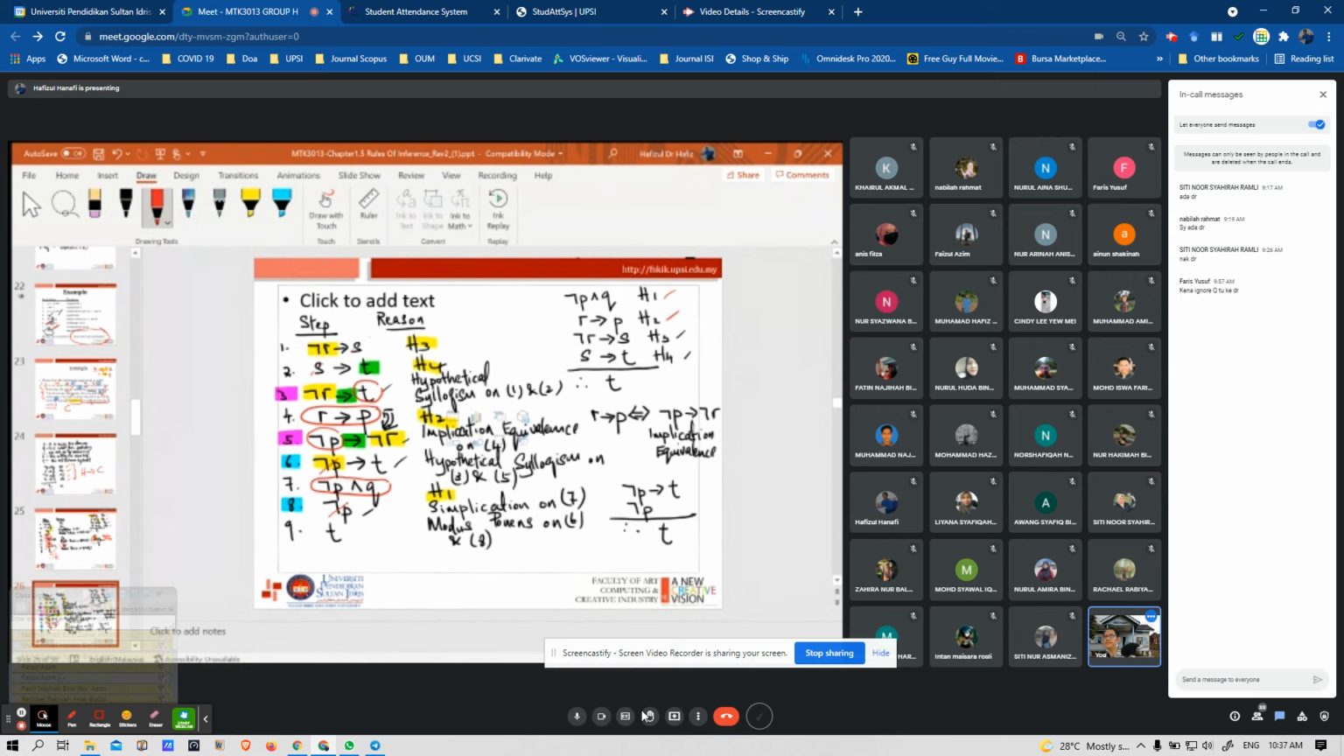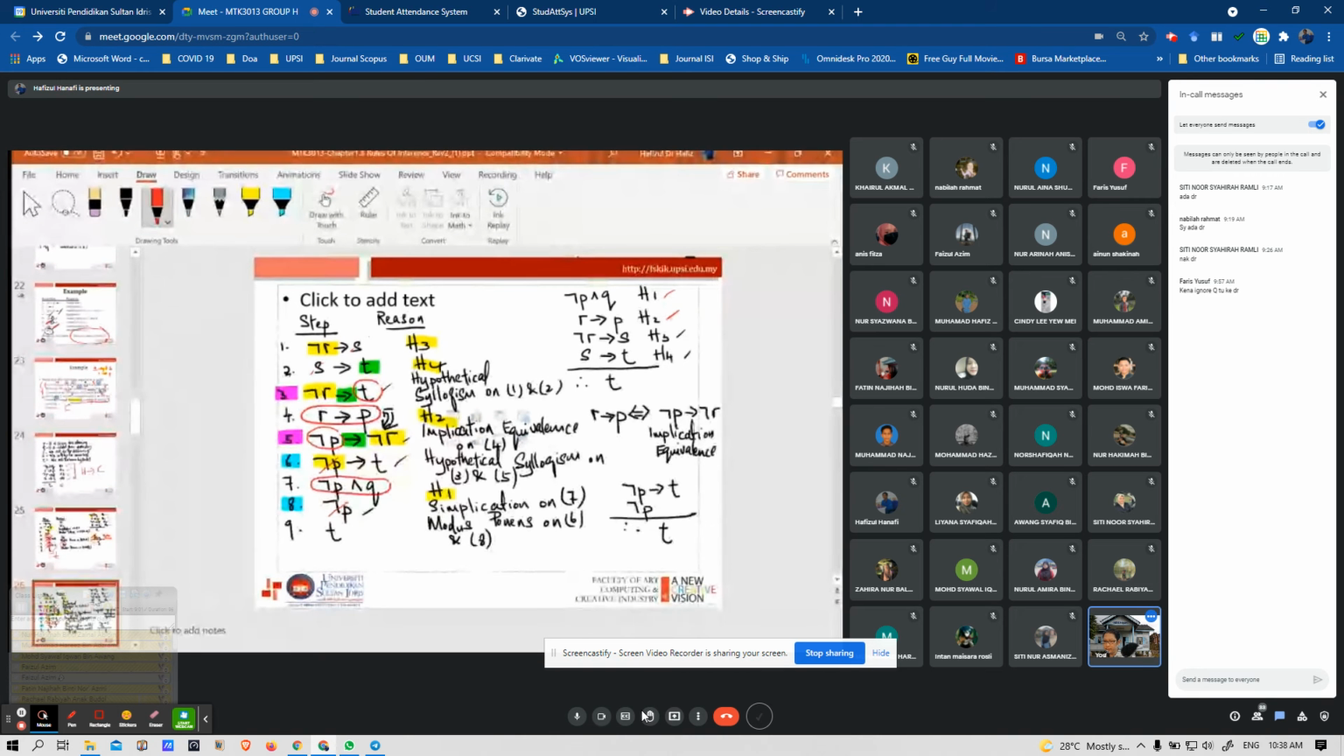And then for H3 and H4, we do the hypothetical syllogism on 1 and 2. Okay, and then for H2, implication equivalence on 4, and then hypothetical syllogism on 3 and 5, sorry. And then for H1, we go by simplification on 7, and then modus ponens on 6 and 8. Therefore, we get T.